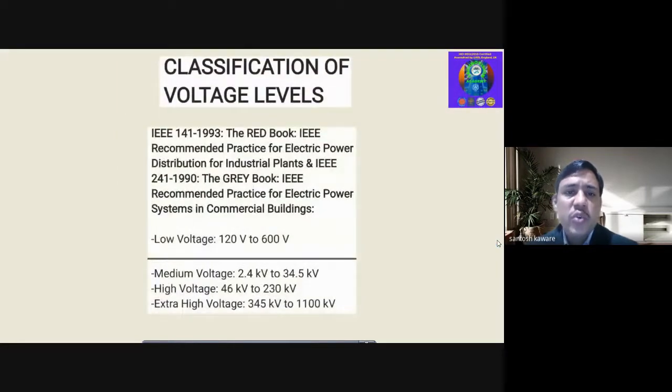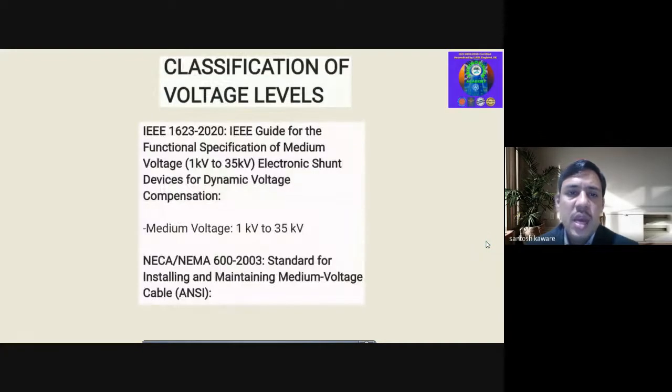Again, IEEE 141-1993 says that low voltage comes in the range of 120 volt to 600 volt, medium voltage in the range of 2.54 kV to 34.5 kV, high voltage 46 kV to 230 kV, and extra high voltage comes in the range of 345 kV to 1100 kV, like this. Again, IEEE 1623-2020 says that medium voltage comes in the range of 1 kV to 35 kV.